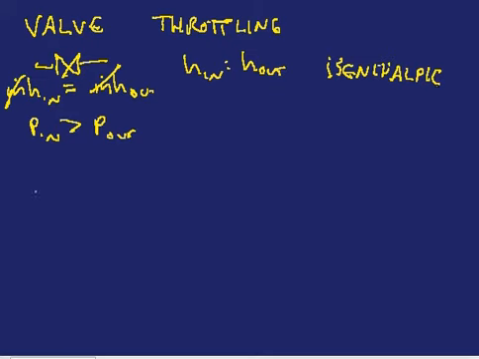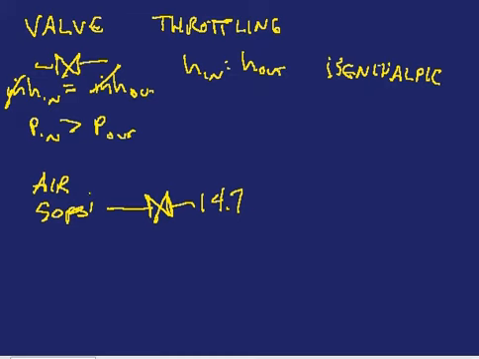Let's suppose we have air coming into a valve at 50 psi and coming out at 14.7 psi. Drop it down to atmospheric pressure, 14.7 psi. Coming in we have, suppose it's 250 degrees Fahrenheit. And the question is, what is the temperature out? What is the state coming out of the valve?